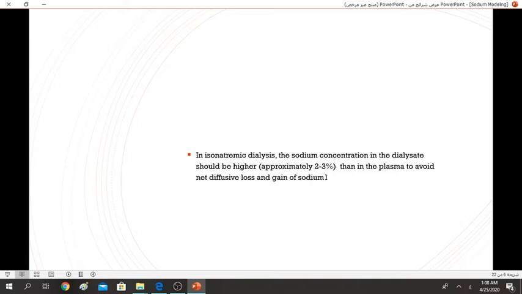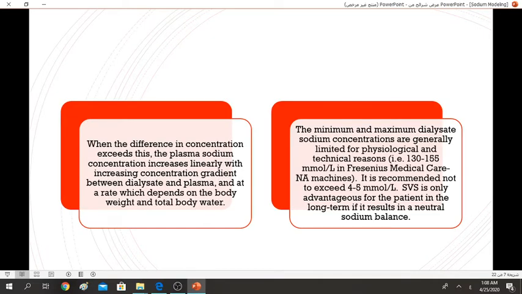In isonatremic dialysis, the sodium concentration in the dialysate should be higher, approximately 2 to 3%, than in the plasma to avoid net diffusive loss and gain of sodium. When the difference in concentration exceeds this, the plasma sodium concentration increases linearly with the increasing concentration gradient between the dialysate and the plasma, and at a rate which depends on the body weight and total body water.